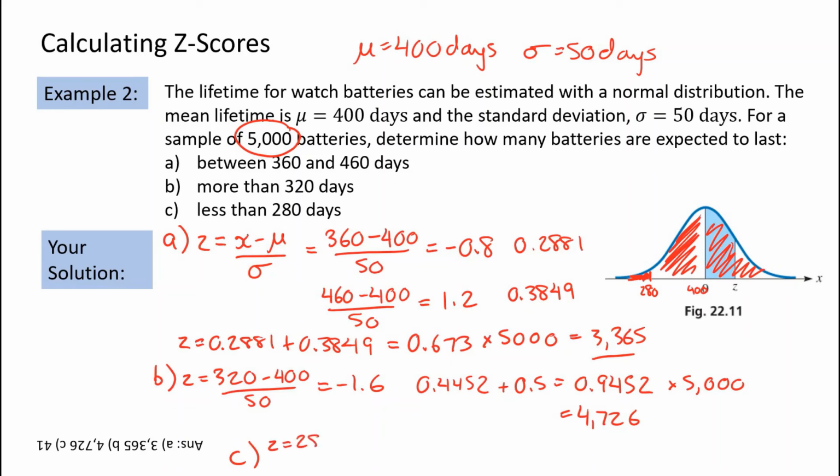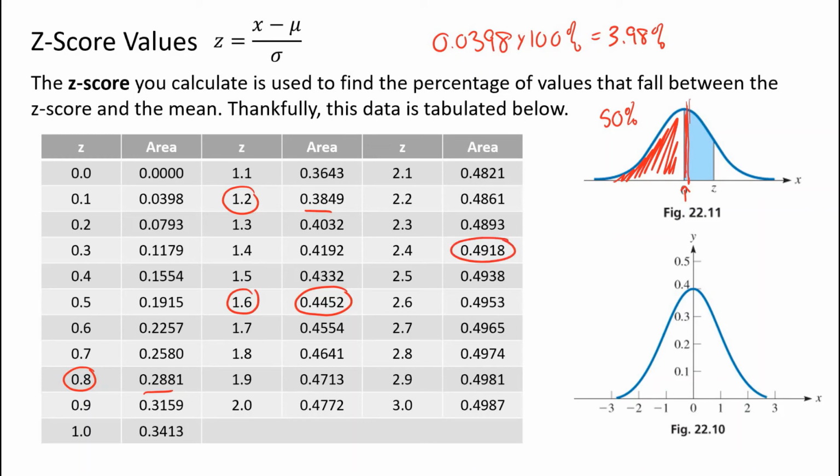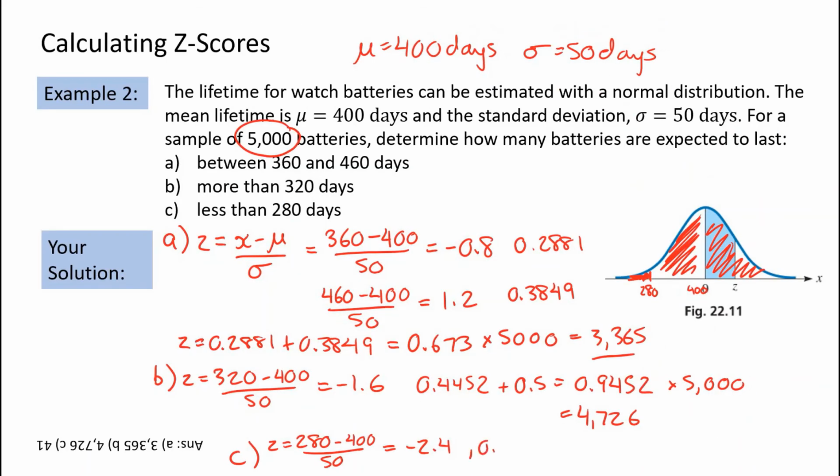So we find our z-score. It's 280 minus the mean, which is 400, divided by the standard deviation, which in this case is 50. For this one, we get negative 2.4. Going back again to here, for 2.4, we get 0.4918. And remember, we're going to add everything on the other side of the mean, which adds 0.5, which is 0.9918. Now that's everything that would be more than 280 days, and we want to know less. So we just subtract that from 1 to figure out the percentage that is less than 280 days. So we do 1 minus 0.9918, which gives us 0.0082.